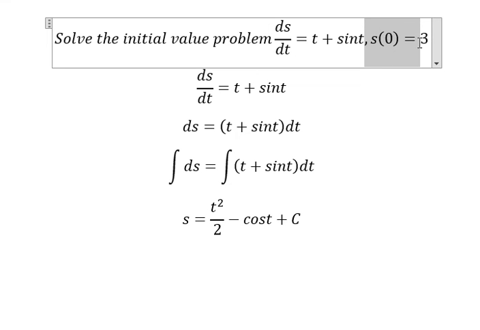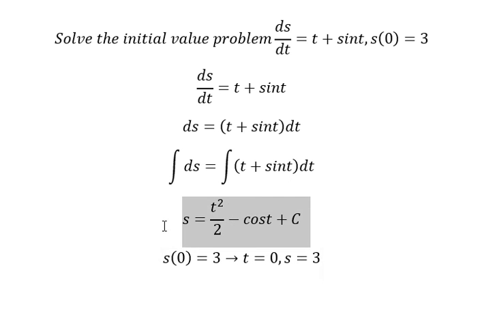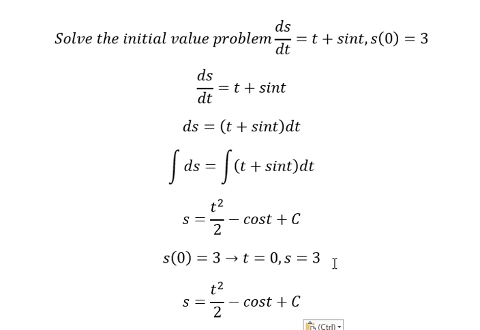Now we have the condition. That means when t equals 0, h equals 3. So I will put 0 in here, 0 in here, and 3 in here to find the value of c.